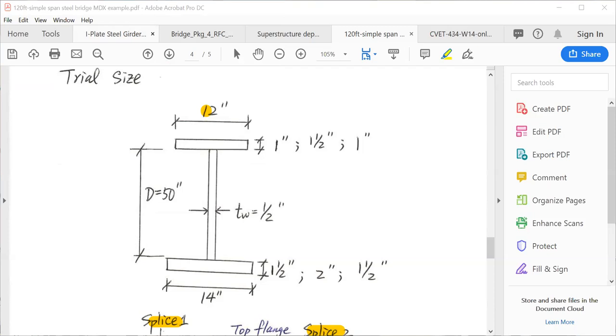Then put the name, 100-foot I-plate girder. Okay, and click open, and then this window pops up.